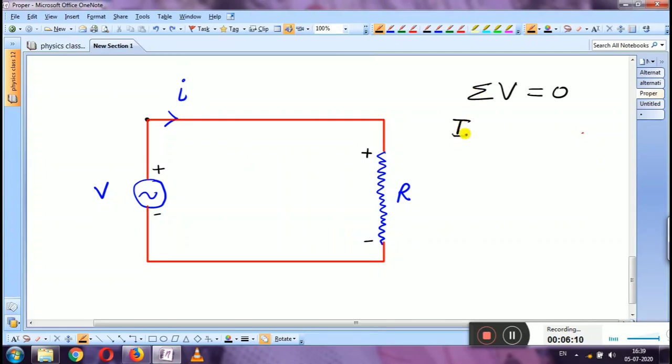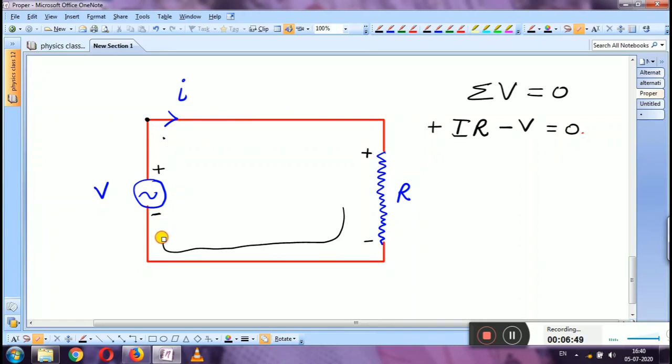That means I can write plus IR. After this, we will move forward and come to the negative terminal of this voltage source. So we will write minus. Now, what is this value here? This is alternating voltage. So I have written V is equal to 0. Why is it equal to 0? Because ultimately we come to the same point from where we started, right?